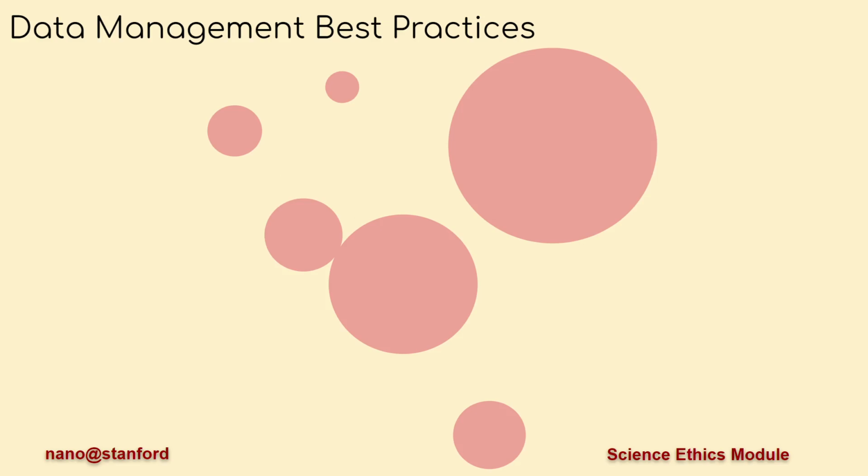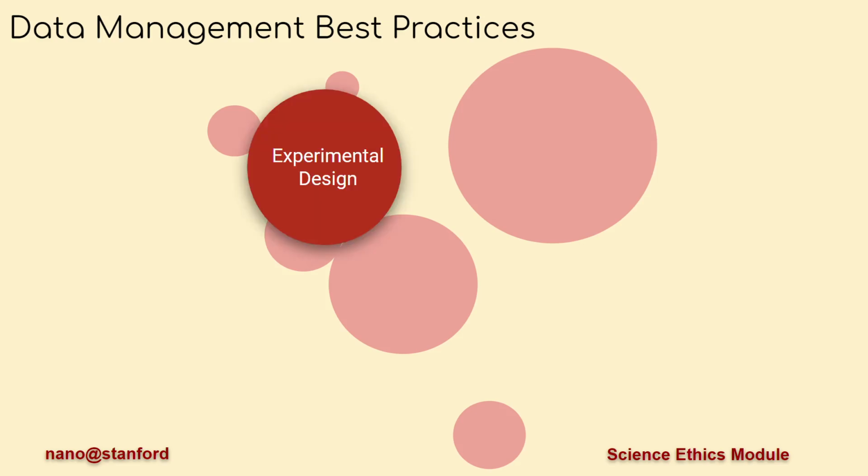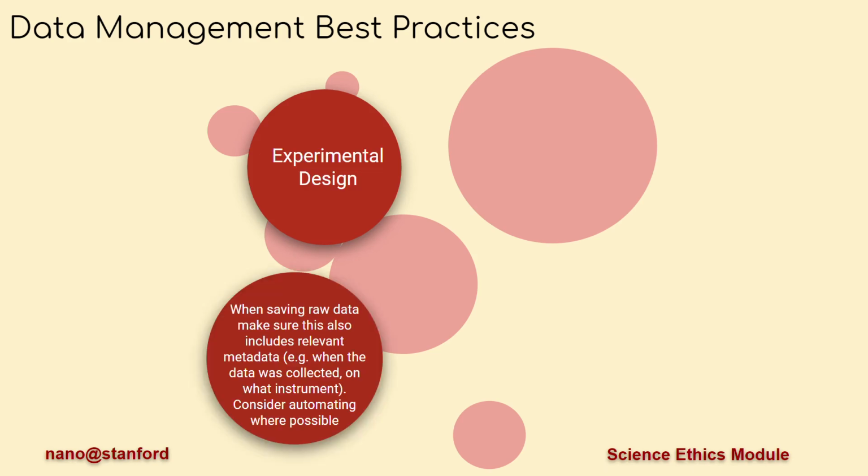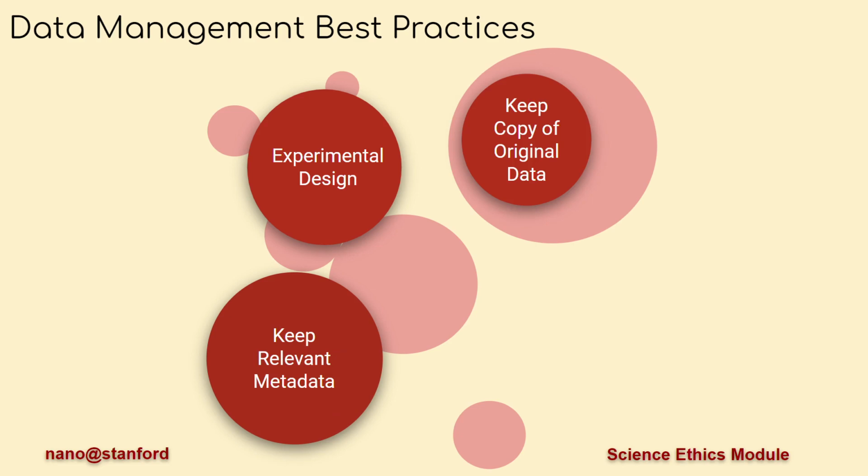Data management best practices. First, experimental design. When designing an experiment, consider how and when you will collect data to ensure you are not biasing your data. Next, keep relevant metadata. When saving raw data, make sure this also includes relevant metadata, for example, when the data was collected or on what instrument. Consider automating where possible. Next, keep a copy of original data. Save a separate copy of your data before performing any analysis on it.